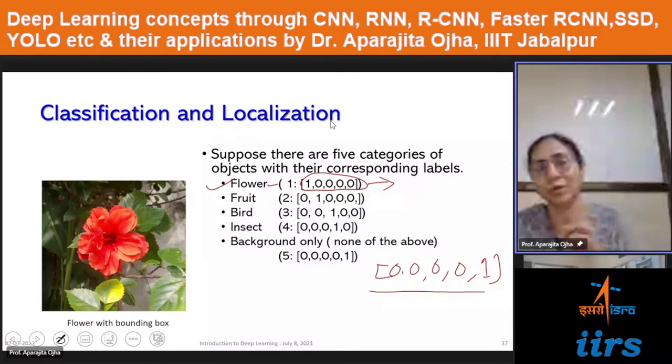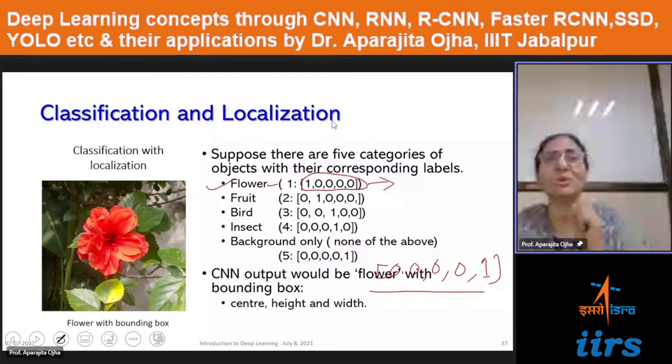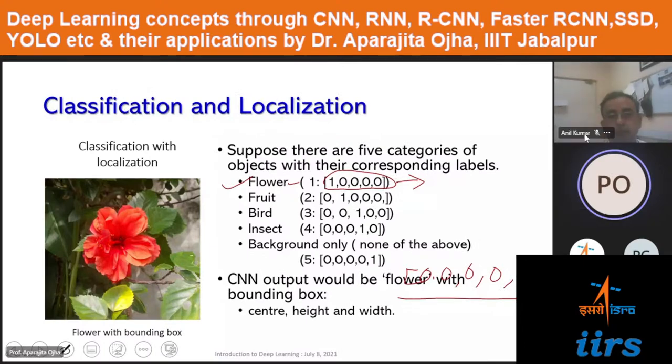What will be the CNN output? The CNN output will be flower with a bounding box. Remember, it will be a classification plus a localization. The bounding box will be output as the value of the center, that is the XY position of the center, height and width. So classification is one part, and localization is a regression problem, because it will give two different types of output. One will be which class of object it is. For example, here the flower class has probability 0.92, and the rest have very low probability as compared to the flower class. And then it will also give you where exactly the flower is, that is X, Y, W, and H.